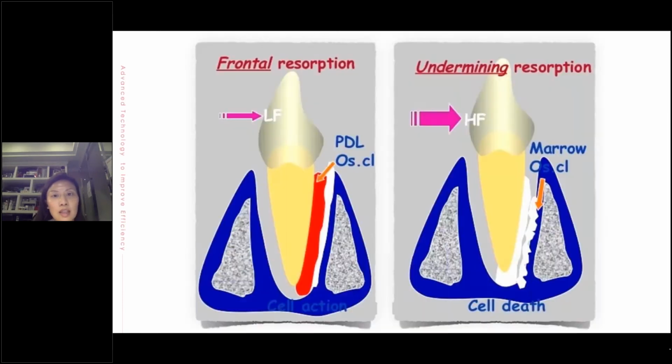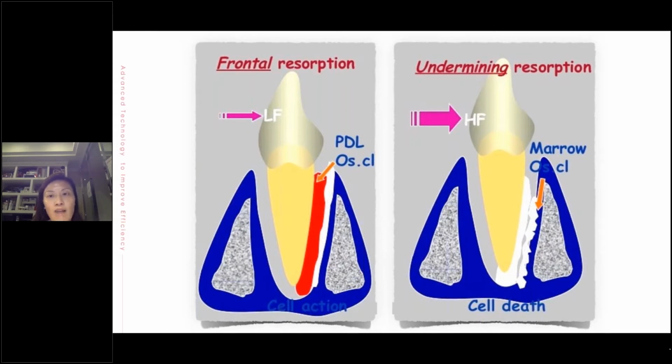So as you can see here on the left, you will see a picture of the frontal resorption in which light force is induced on the tooth surface near the center of rotation. You will see the resorption is on the anterior region of the alveolar bone. You're going to induce cellular activity that causes bone resorption and bone deposition. And as a result of this process, you're going to get the tooth moving in the socket in a healthy way.